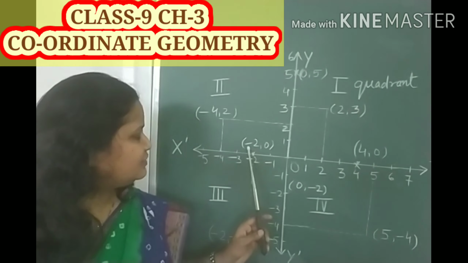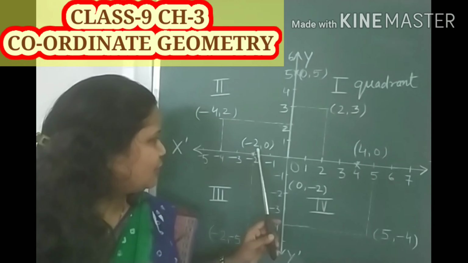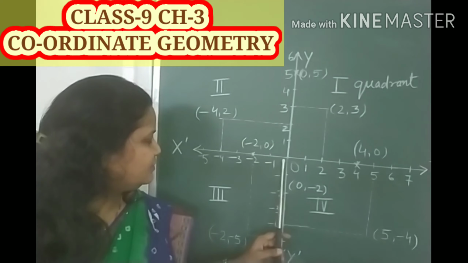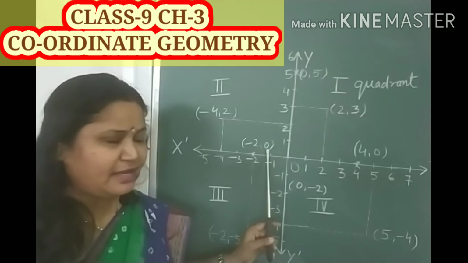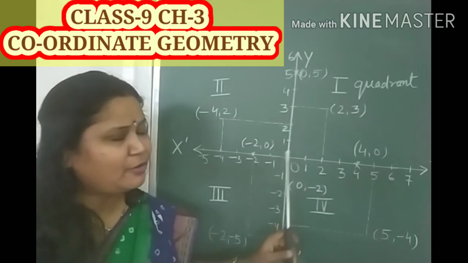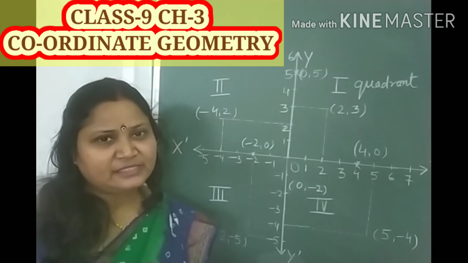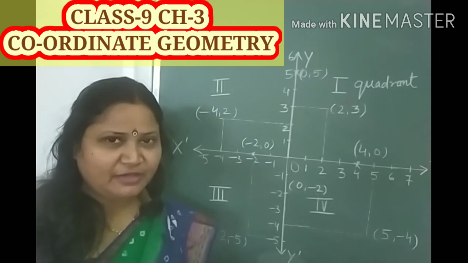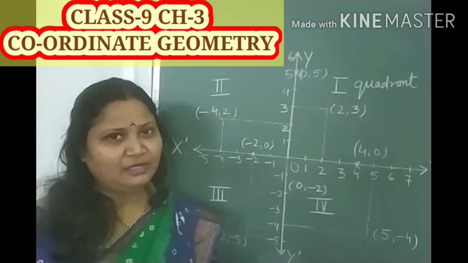Children, here you can see this point (-2, 0) lies on the negative side of the x-axis because its x coordinate is negative, -2. So this point lies on the left side of the origin, at -2, and its y coordinate is 0 again. So children, in this way you can represent any point on the x-axis. Just keep in mind, if any point has its y coordinate 0, then it will lie on the x-axis. In a similar way, if any point has its x coordinate 0, then it will lie on the y-axis.